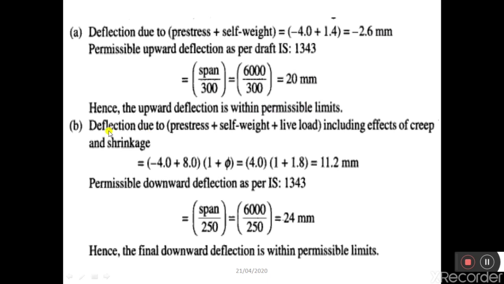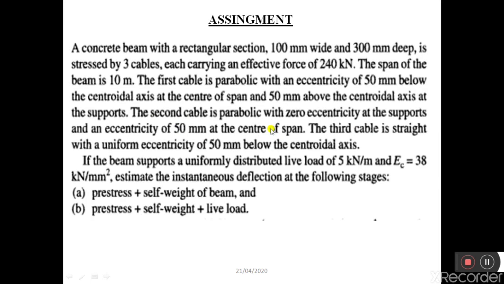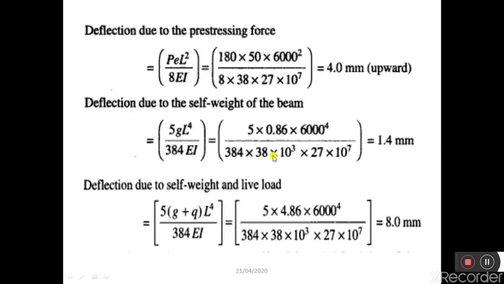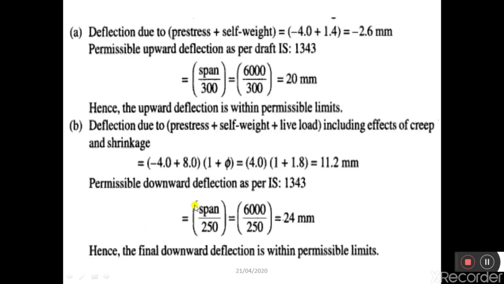The second case is deflection due to pre-stress, self weight plus live load. To calculate the deflection for this, we should include the effect of creep and shrinkage. We know the deflection due to pre-stress is minus 4. The deflection due to self weight and live load we have calculated by considering both the loads in the same equation, or in the same step.